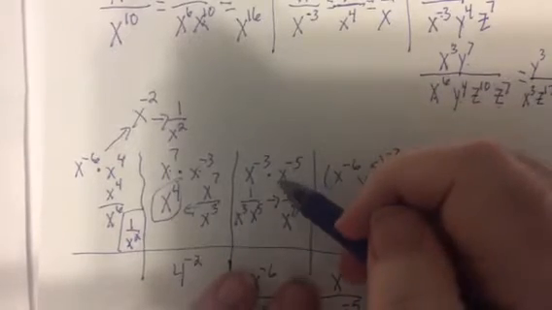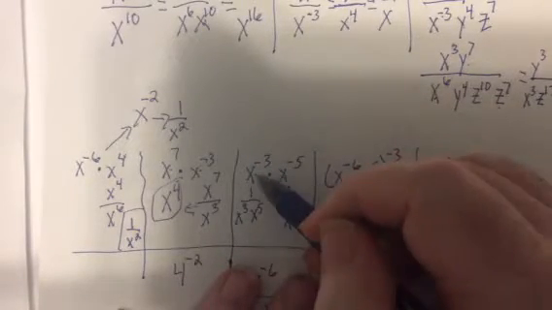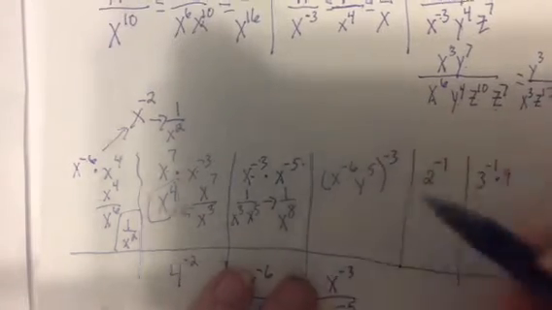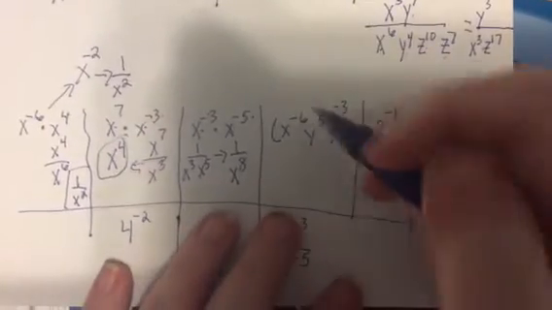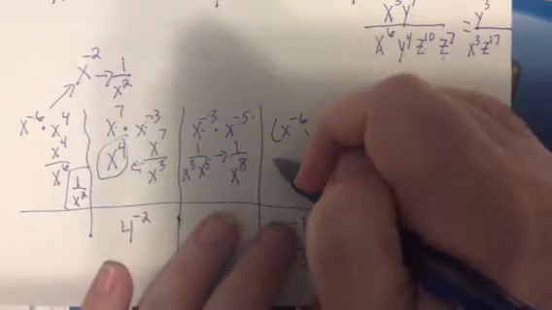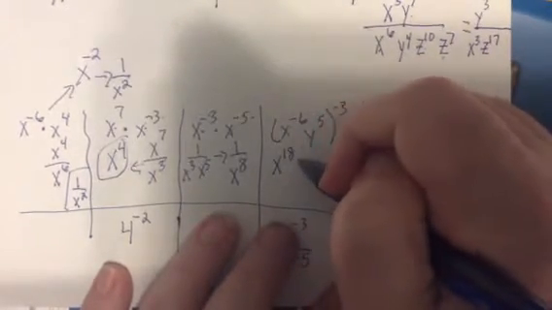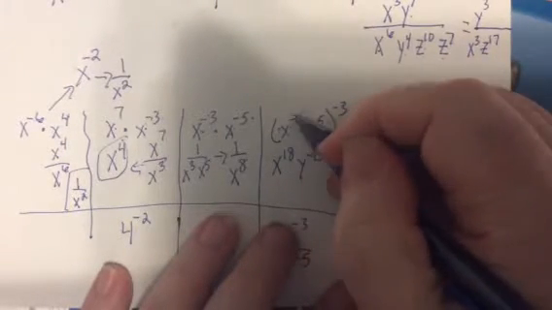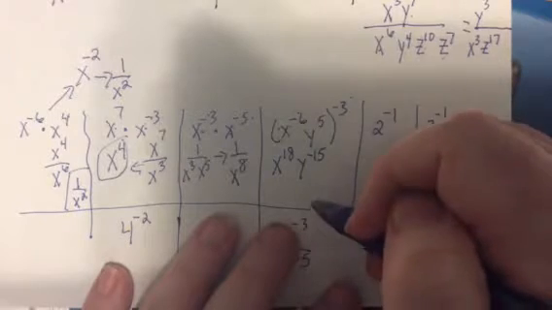Or you could say, when I'm multiplying two things with the same base, I add. Negative 3 plus negative 5 is negative 8. Negative power, flip it. Now this one, I have a product raised to a power, so you raise both to that power. So that'd be x to the 18th, y to the negative 15th. Because when you take a base, raise it to a power, then raise it to another power, you multiply.